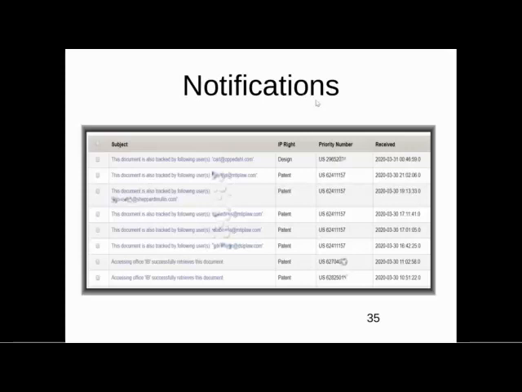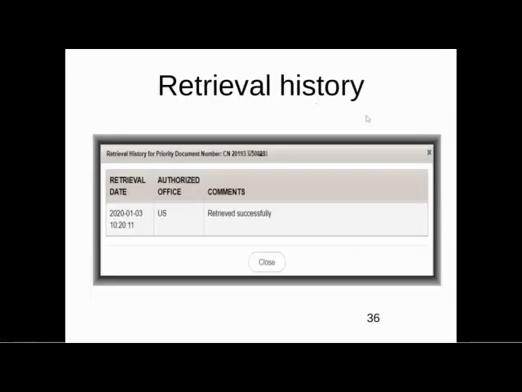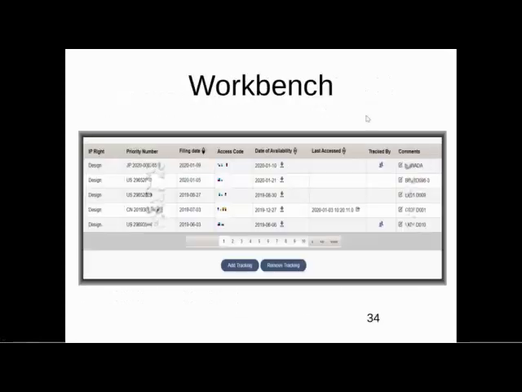Okay, anyway, notifications. Retrieval history. Two slides ago, here we had last accessed, and this was where a design case filed in China in July of 2019 had been retrieved by some office somewhere in January of 2020.